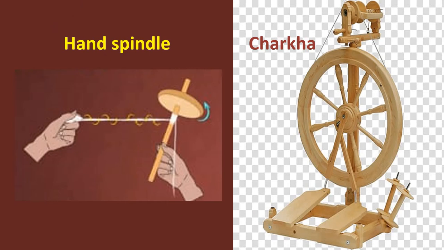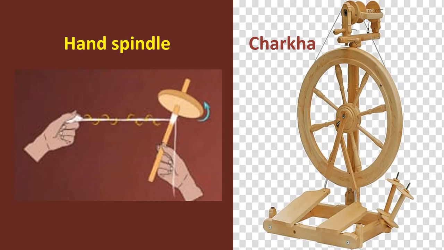A simple device used to make yarn is the hand spindle. It is also called takli. A famous hand operated device is the charkha. Mahatma Gandhi popularized it during the independence movement. Nowadays, spinning machines are used to produce yarn in large quantity. These machines produce yarn with good quality.